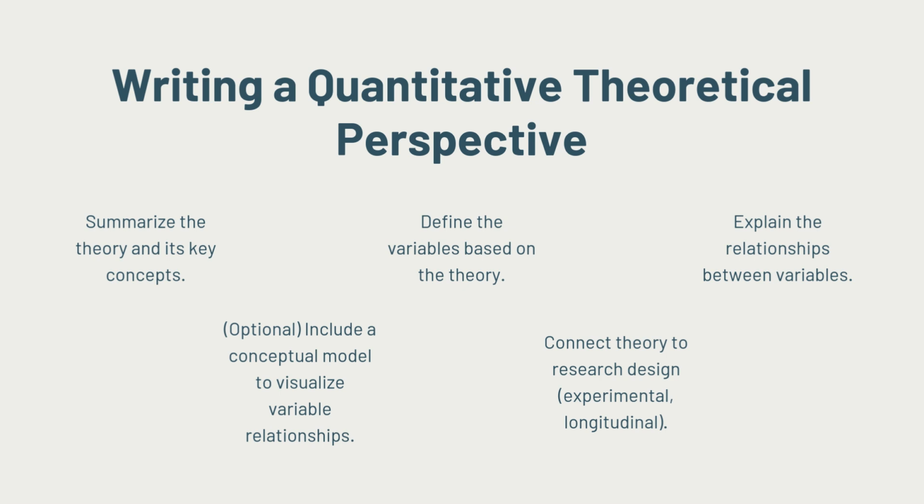Finally, tie the theory to the research design. Explain how the theory informs your research design. For example, if you're testing a cause and effect relationship predicted by the theory, discuss why you chose an experimental design. If the theory suggests a more complex interaction between variables, explain how your design accommodates that complexity, such as using a longitudinal approach or structural equation modeling.